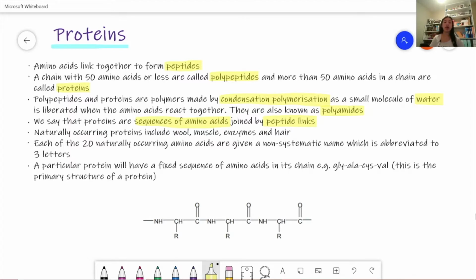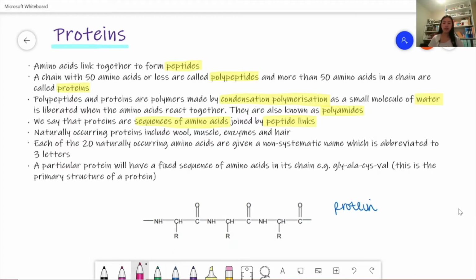For example, we have gly-ala-cys-val. So this particular protein is made up of glycine, alanine, cysteine, and valine, which are all amino acids. And this is actually the primary structure of a protein, and we're going to look at what that means a bit later. At the bottom we have an example of a protein, and this is just a small section of it, but it's actually a very, very long chain molecule.